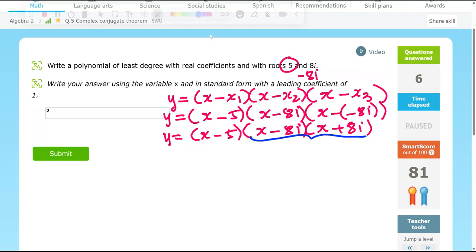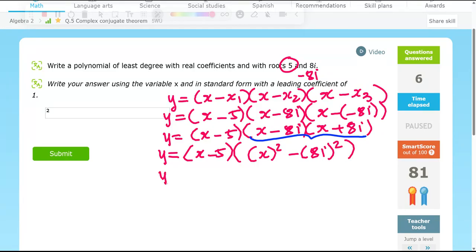Okay, so now here we go. So x subtract 5 in the front. Just leave it that way. Okay, so this one over here actually is not bad. It is a subtract b, a plus b. So it becomes a squared subtract b squared. Okay, so here we go.